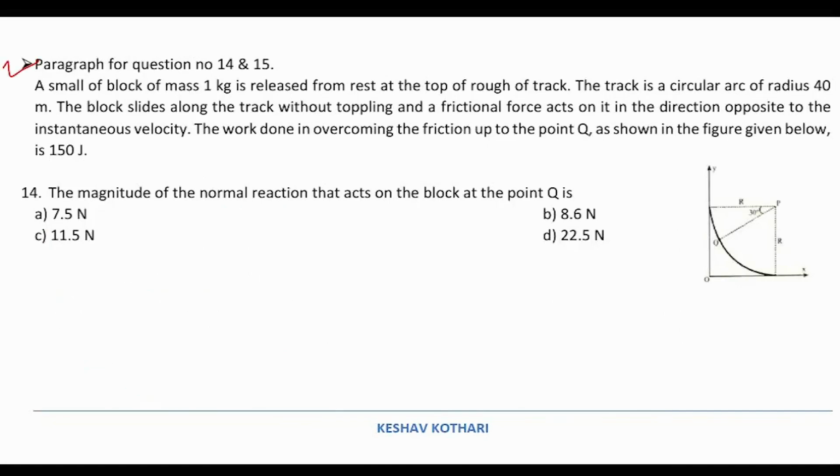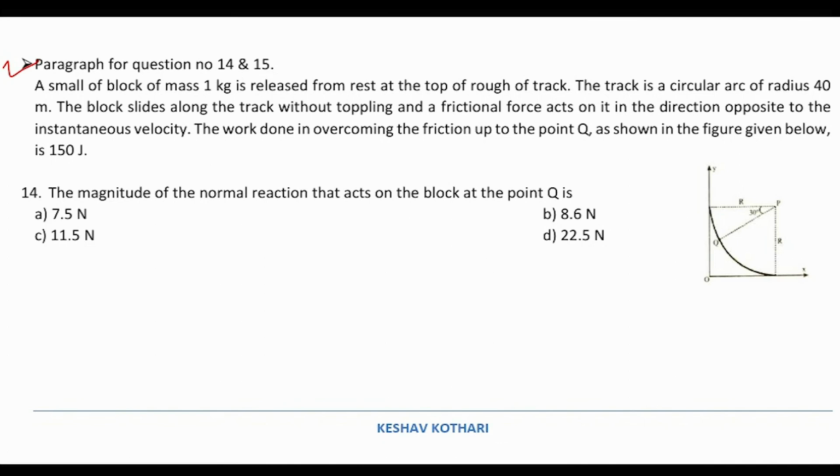A block of mass 1 kg is released from rest at the top of a rough track. The track is of circular arc of radius 40 meter. The block slides along the track without toppling, and a frictional force acts on it in the direction opposite to the instantaneous velocity. The work done in overcoming the friction up to the point Q, as shown in the figure given below, is 150 joule.